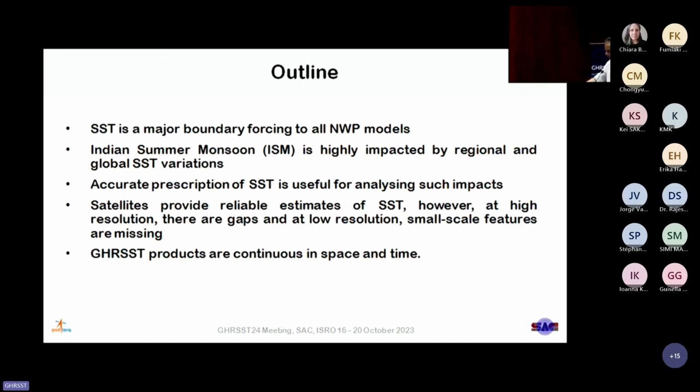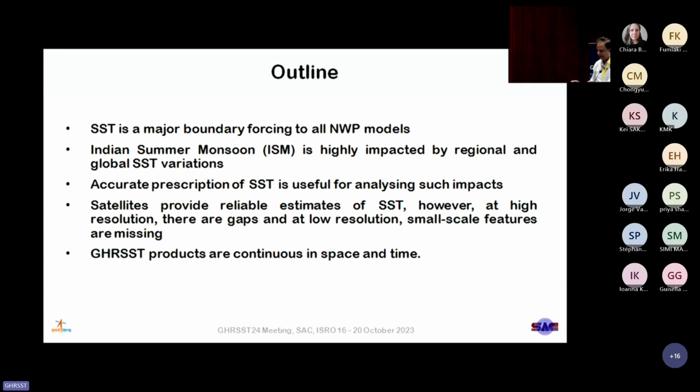Now, coming on to the outline of this work, basically we know that the sea surface temperature is a very important boundary forcing to all the numerical weather prediction models. And the Indian summer monsoon rainfall is very much affected by the global variations in the sea surface temperature. For example, it is quite well known that during El Niño, the Indian summer monsoon gets affected. So the global variations in temperature do affect the Indian summer monsoon.